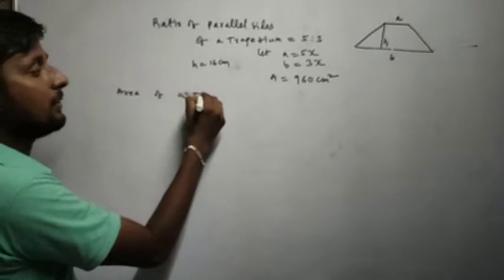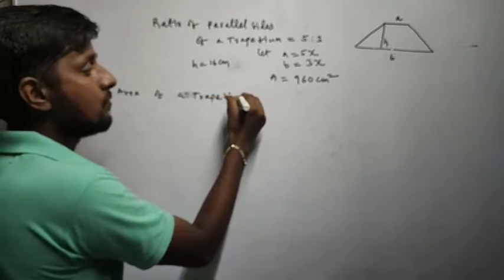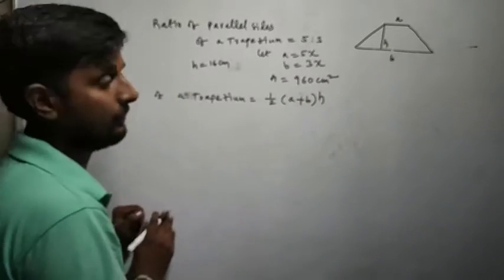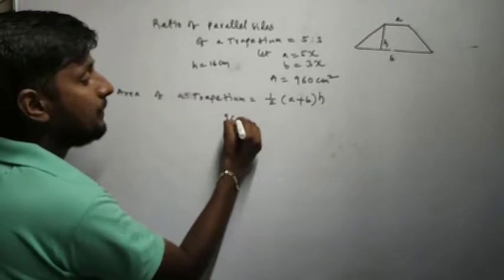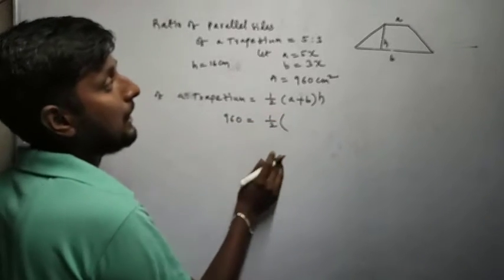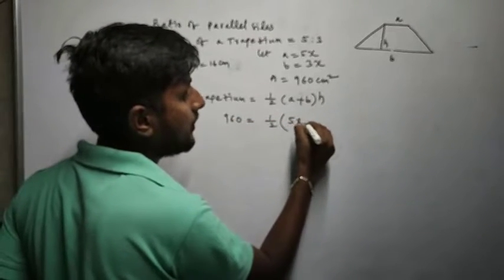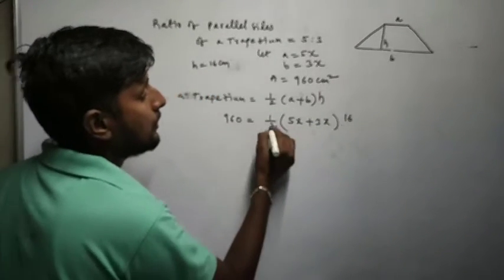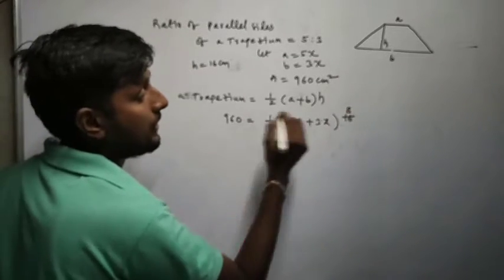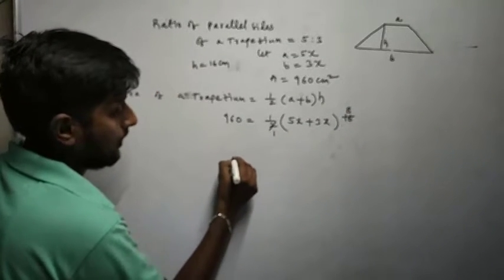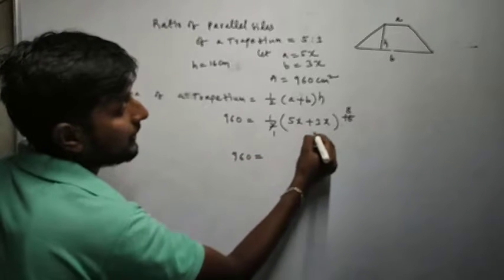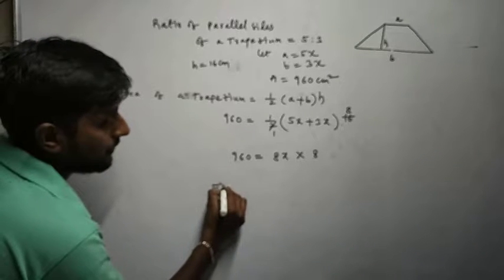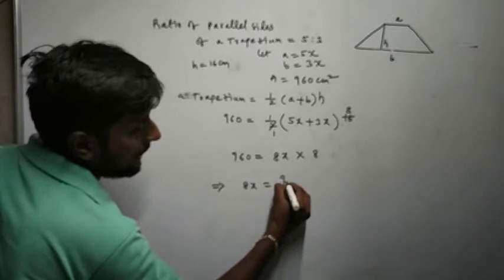So area of a trapezium formula is half into A plus B into H. Area we know is 960, half into A value 5x plus 3x into H value 16. So 2 8s are 16. Next, 960 is equal to 8x into 8, which implies 8x is equal to 960.